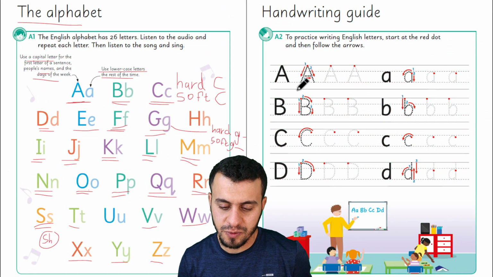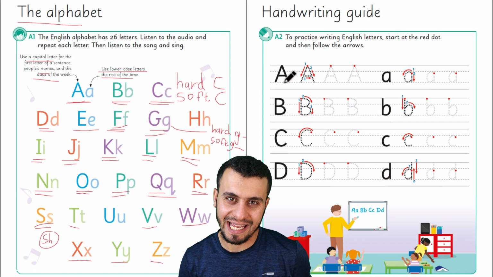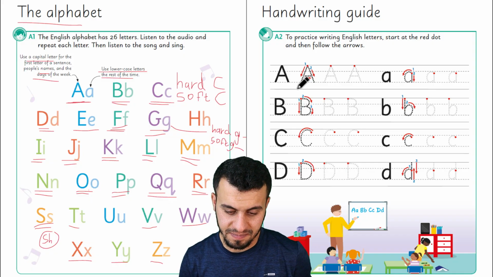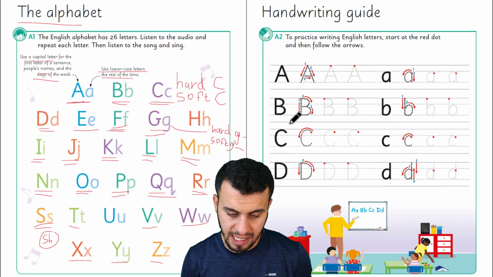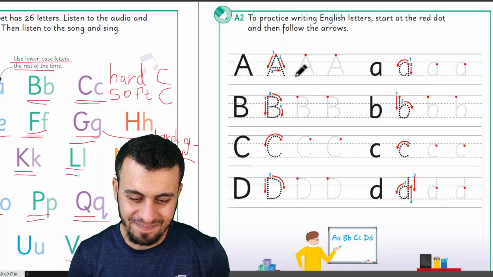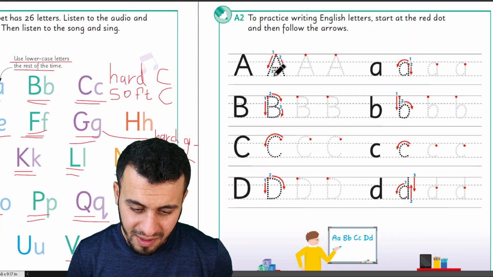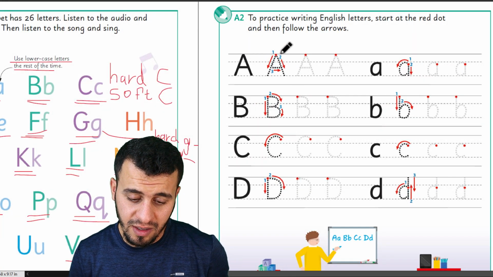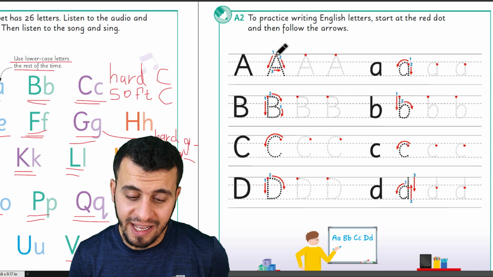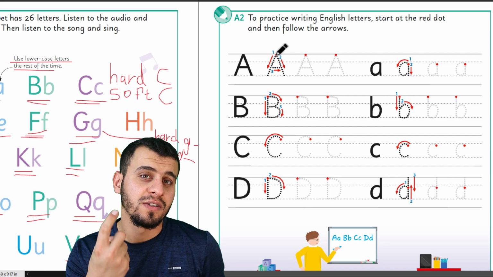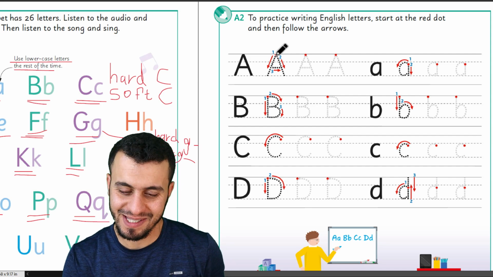Alright, so let's start with letter A. Letter A. Alright. So we have to write letter A in 3 steps. Okay?